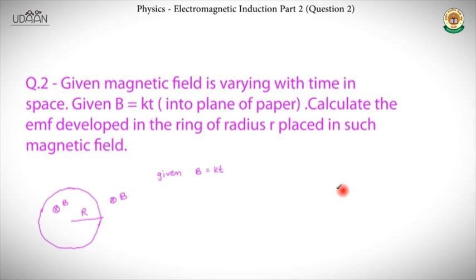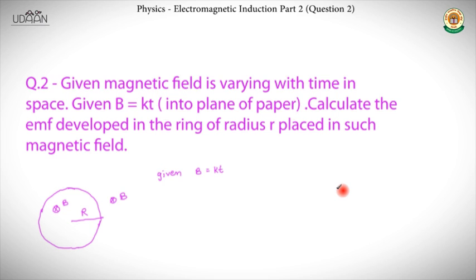So obviously we see, as we had said before, that EMF is produced, generated, only if there's a change in magnetic field, and here we know that the magnetic field will keep on varying with time, and that is the reason EMF will be developed. So just let us look at how we are going to solve this question.